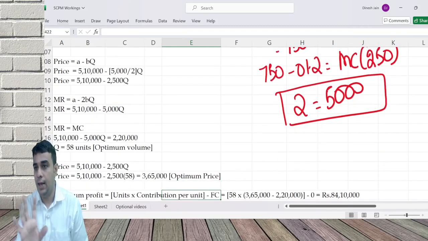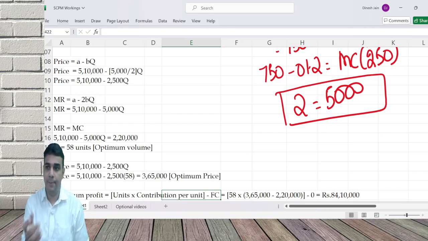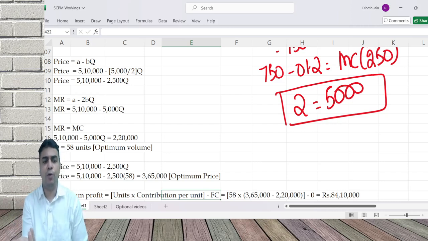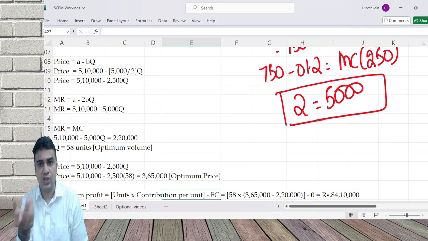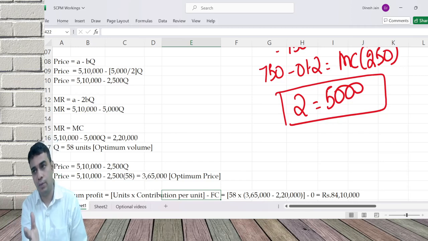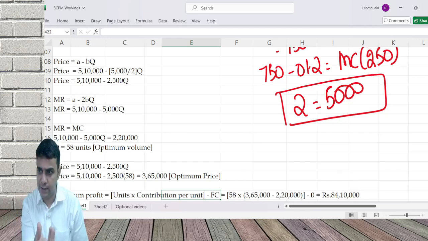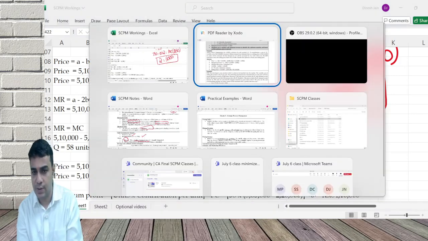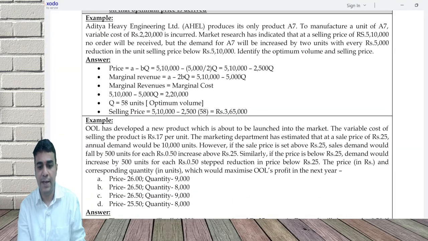You can try any level. I'm not doing any calculation, but if you want to do 60 units, check the price, apply the formula, and your profit will go down. Or check 56 units, which means price will go up. Check again, you will see a reduction. Any doubts on this? Can you please try doing this?